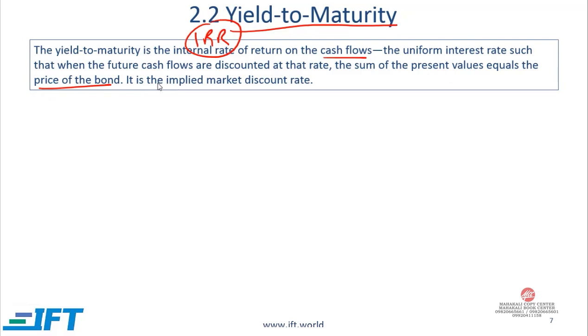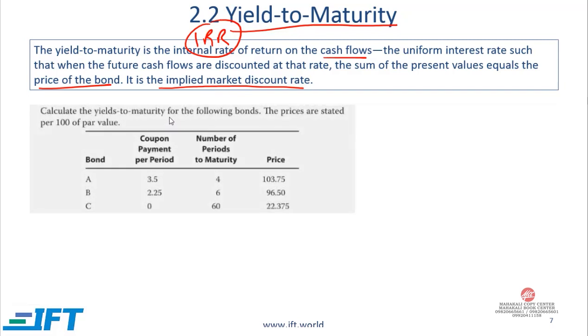The rate then is the implied market discount rate. In the previous example, we were given the discount rate and we calculated the price. Here we are saying that the price is known and we compute the YTM. Let's do example 2 from the curriculum, and again I will encourage you to do this using the calculator because that's what you will do on the exam. As long as you understand the concept, that's what you really need. After that, use the calculator.